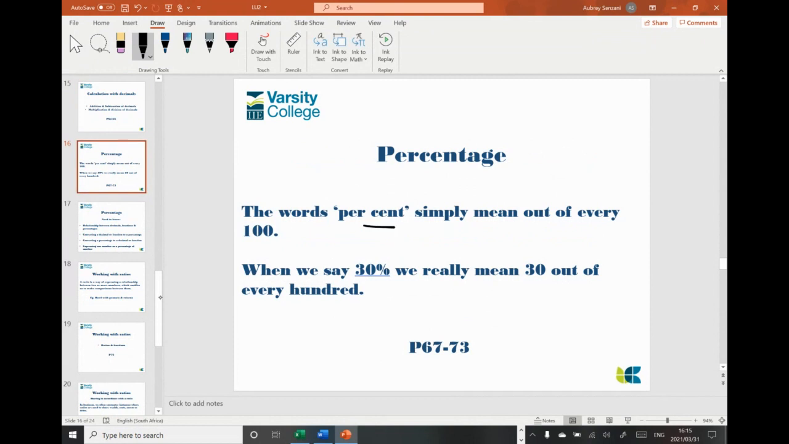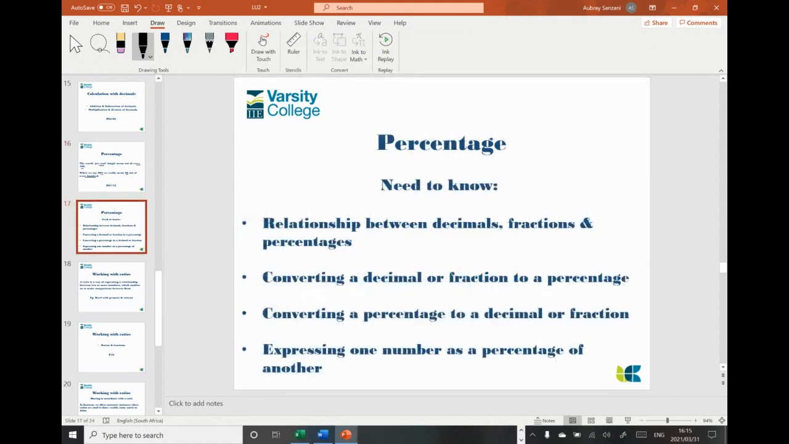Percentage, the word percentage simply means out of every 100. Just means out of 100 you got 60%. That's all that percentage is, out of 100. That's all you need to remember. Then when we say 30%, we really mean 30 out of every 100. I'm sure you guys get the point there.